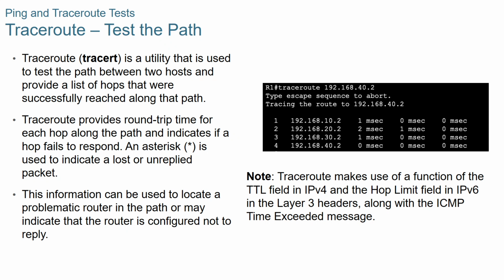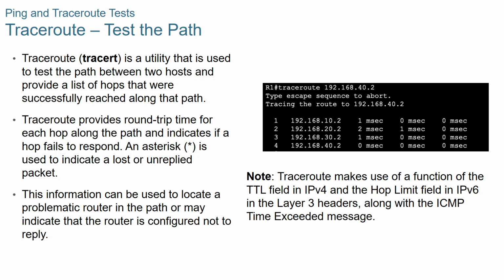Traceroute provides a round-trip time for each hop along the path and indicates if a hop fails to respond. So an asterisk is used to indicate a lost or unreplied packet. This information can be used to locate a problematic router in the path or may indicate that the router is configured not to reply.